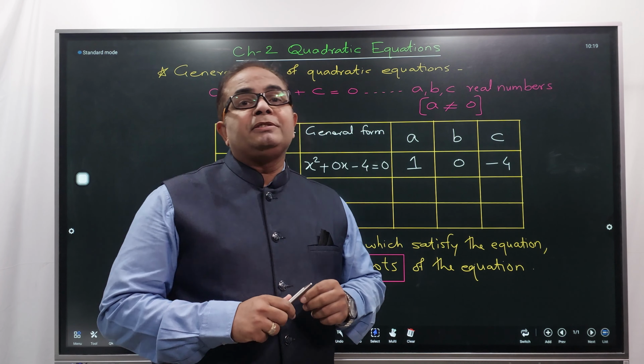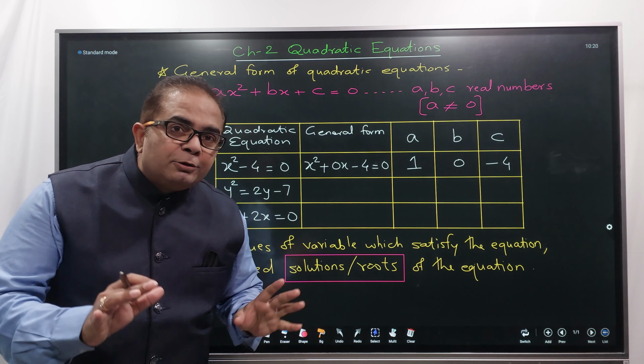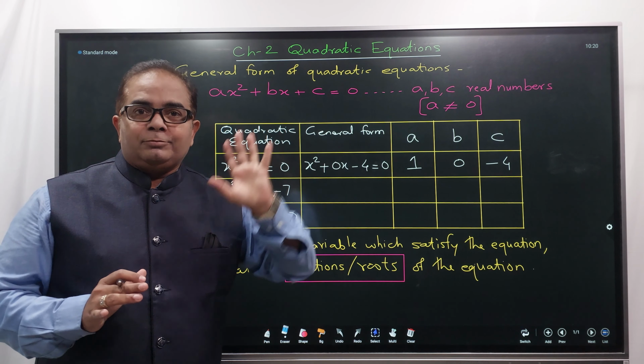Means there must be a term with x square, y square, like that. Why? Because the condition is a is not equal to 0, but if a becomes 0, then the ax square term itself will be 0, right? And if this is 0, what are we left with? bx plus c is equal to 0. This is not a quadratic equation, right? There must be a term with x square, and a should not be 0. a can be anything, right?